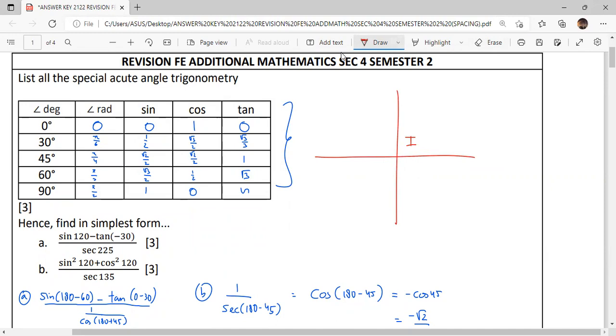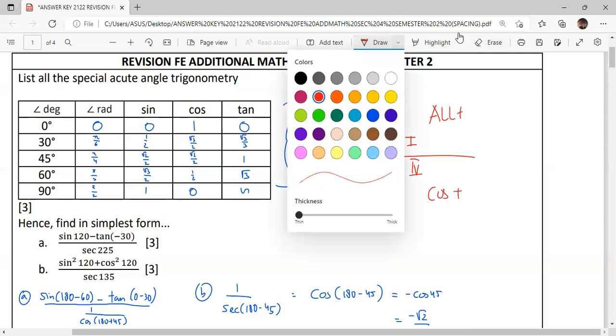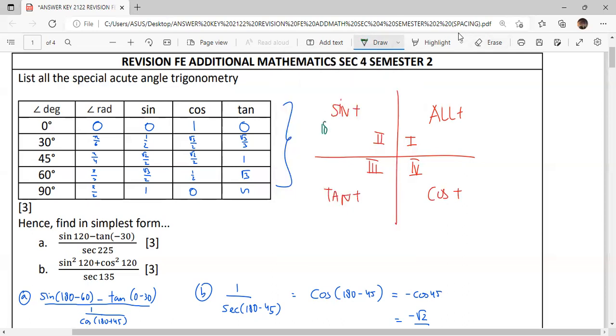So this is the first quadrant, second quadrant, third quadrant, and fourth quadrant. And all positive, sine positive, tan positive, cos positive. And then the rules for this quadrant is 180 subtract angle or alpha or theta, anything. This is 180 plus alpha. This is 360 minus alpha, right? And this will be alpha itself, or the angle itself.